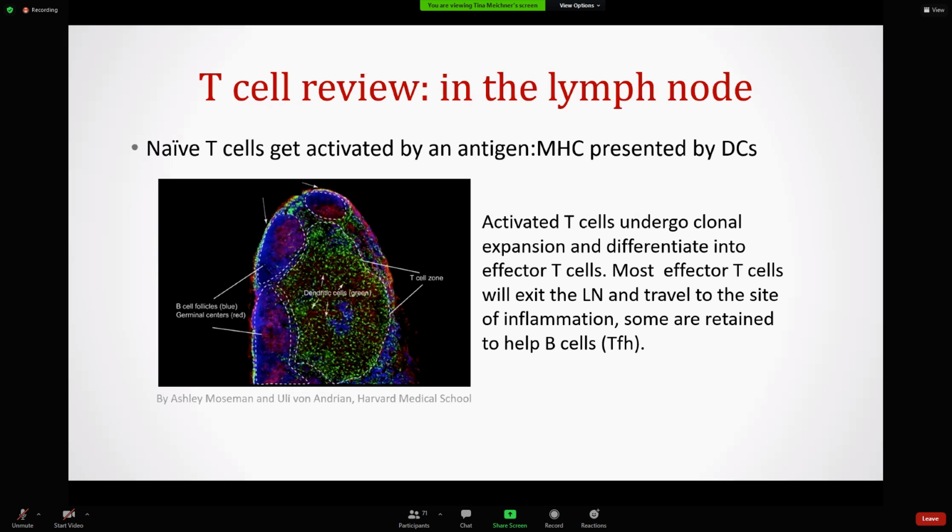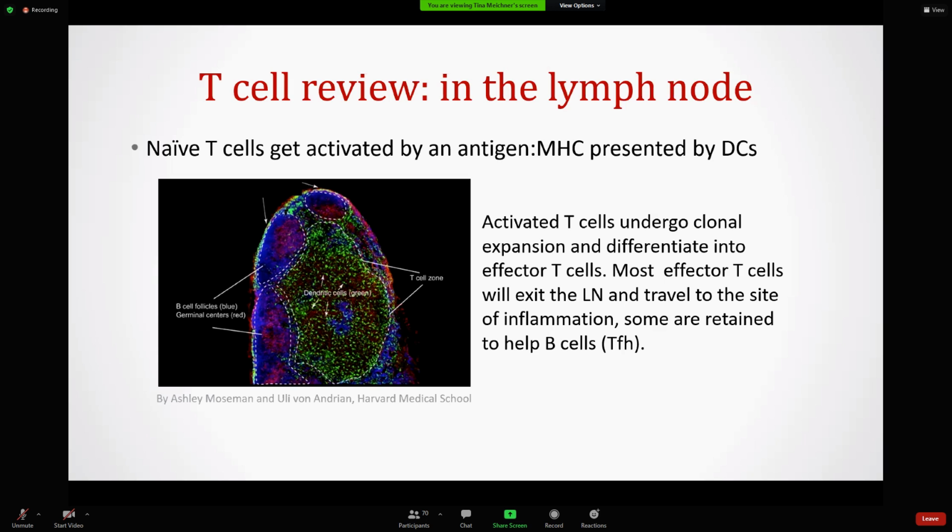So what happens next in the lymph node? Those naive T cells need to get activated, and that usually happens when they recognize an antigen or a peptide that's presented by MHC2 or MHC1 on a dendritic cell or any other antigen presenting cell.